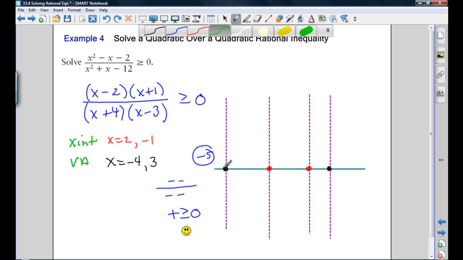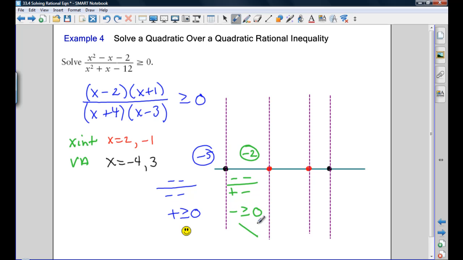Then let's move on to the next one. This is the point negative 4 and this is negative 1. So I'm going to pick negative 2 as my test point. I plug negative 2 into the factored form. I could plug it back into the original, but I like the factored form because it's a little bit quicker. So I have a negative, a positive, and a negative, and that simplifies to become negative. Are negative numbers greater than or equal to 0? The answer is no. And I keep working through this, going back and forth using test points.